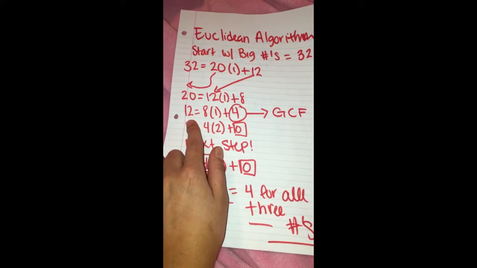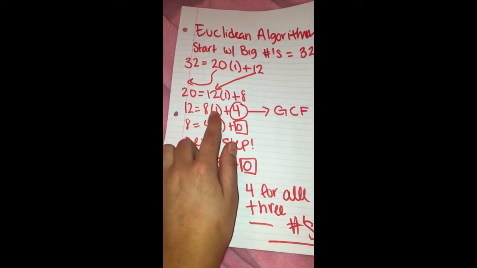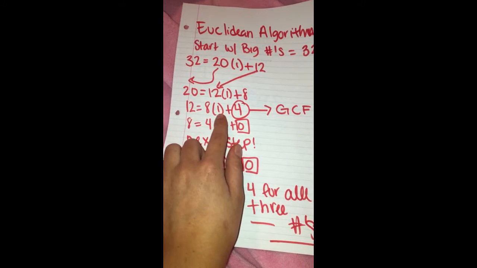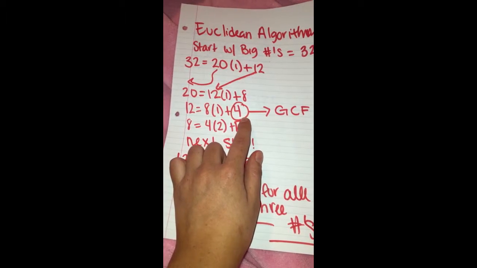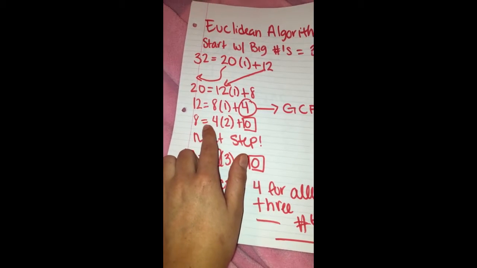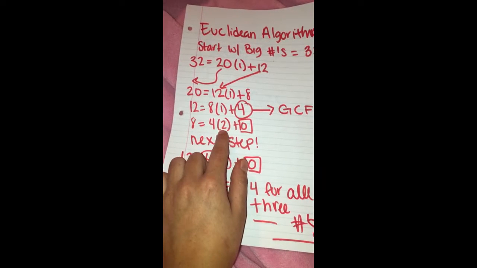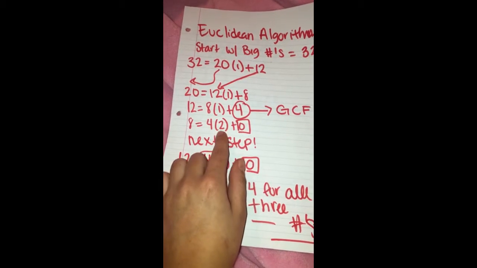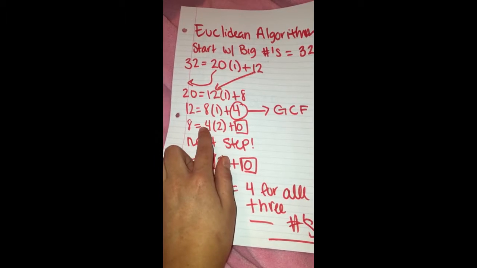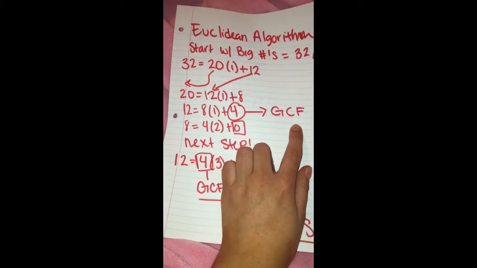You then take your 12 over to the other side also. You get 12 equals 8. 8 goes into 12 one time with a remainder of 4. You then take your 8 to the other side. 8 equals 4. 4 goes into 8 twice, equaling 8 with a remainder of 0. So since this does not have a remainder at all and automatically equals 8, 4 will be your GCF for your first one.